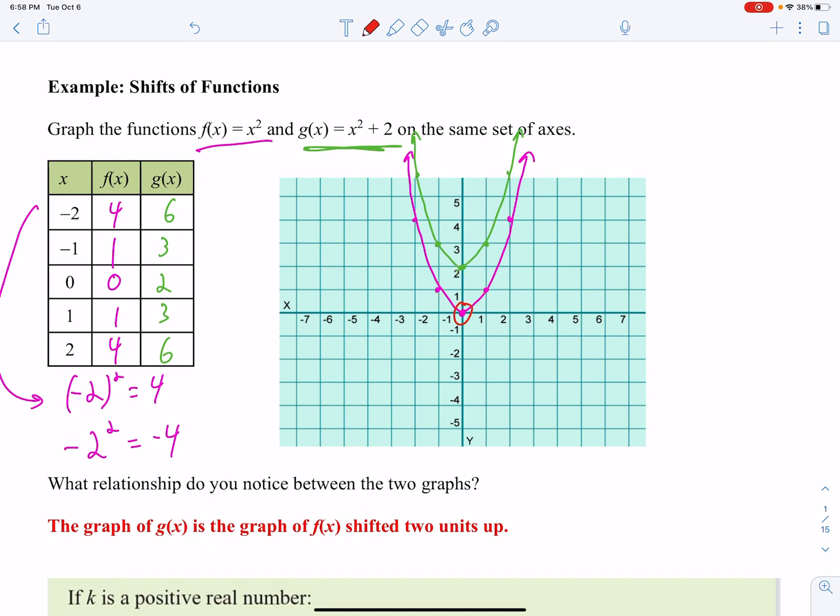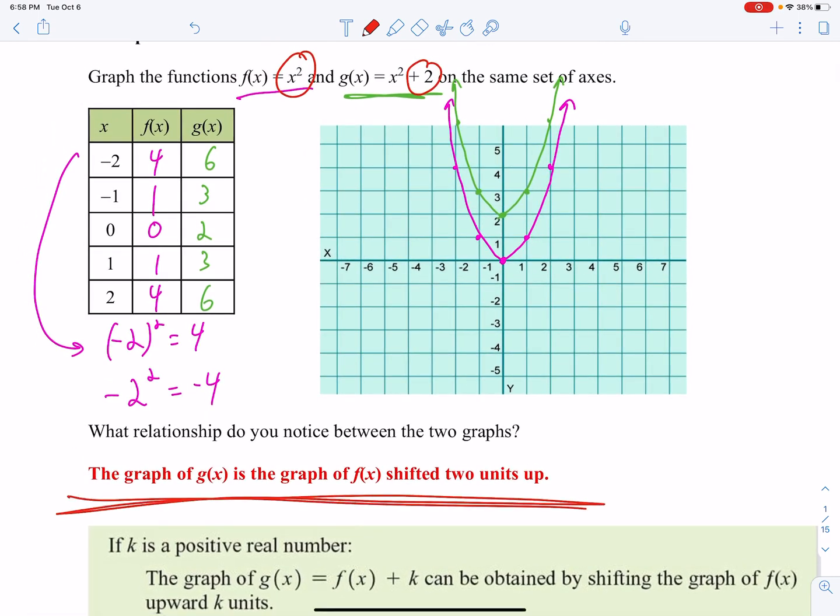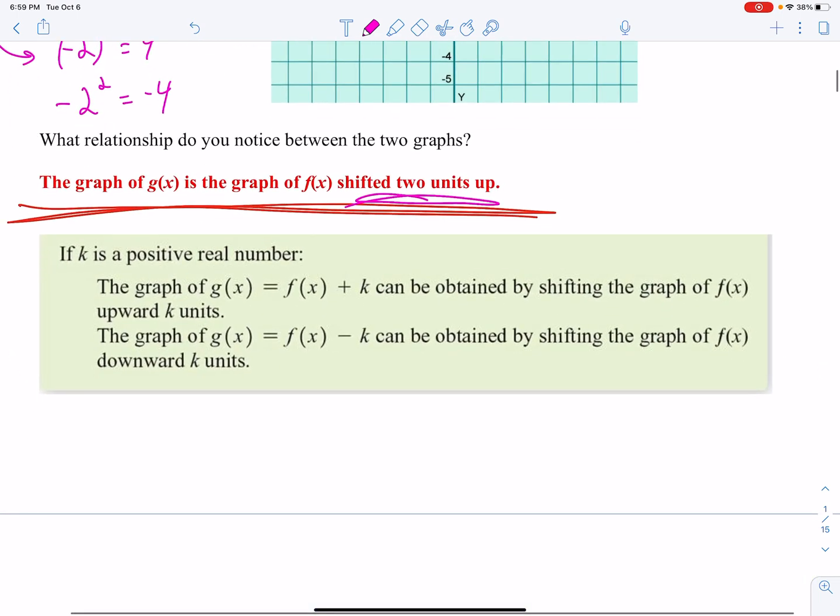So what that tells us is when we take a function, in this case x squared, and add 2 to it, we're moving in the upward direction, okay? All right, so then that's what we're saying right here. All right, so we notice the difference from f of x to g of x. By adding 2 to the function, to f of x, we're moving the graph up 2 units. Okay? All right, and that's what we're going to tell you right here.